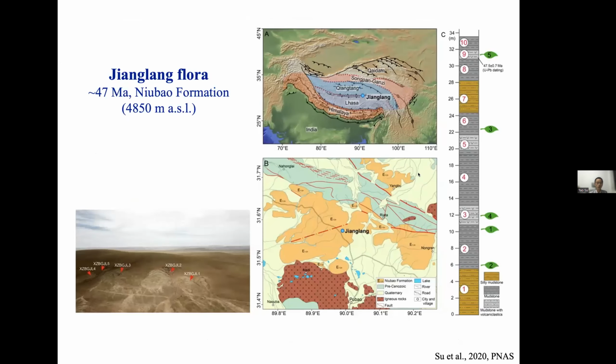Here I'd like to introduce these fossil floras, from older ones to younger ones. The oldest fossil flora is named Jianglang Flora. It's about 47 million years old, from the Niubao Formation. The present elevation is quite high, as you see. It's near 5,000 meters. So we needed to do field work very, very slowly.